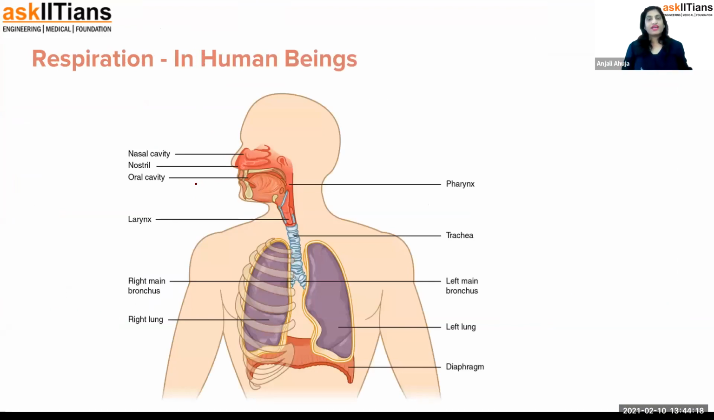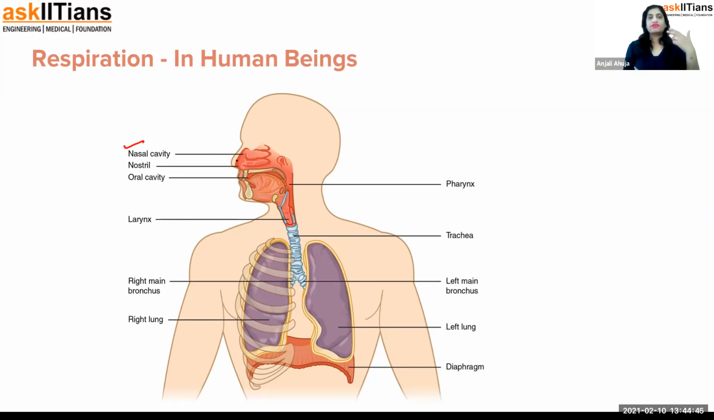So, first of all, guys, we have to understand what the parts of the human respiratory system are. I am breathing, you are breathing, but we have to understand what internally is happening as this air moves inside. So this is the nasal cavity, this is my nose, and the internal cavity inside is known as the nasal cavity, and these are the nostrils.